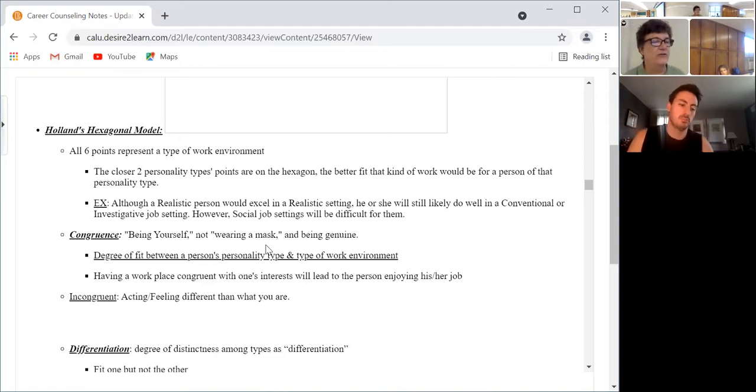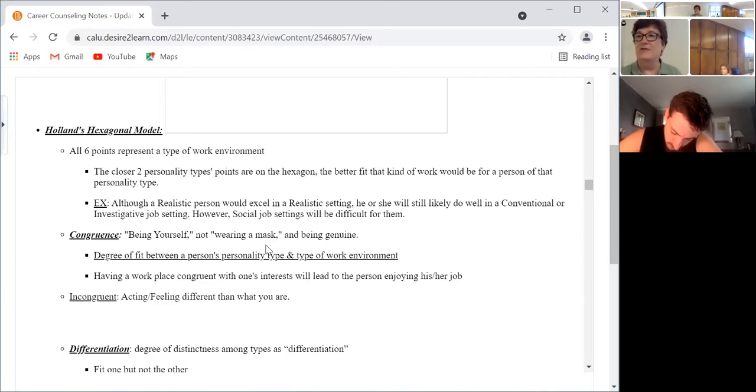Okay, so this talks a little bit more specifically about the hexagonal model. And so let's say you're talking with your client about this. I would actually show them a picture of the model. And I'd say, look, this one is your high score, and let's look at what's beside it, and let's look at what might not be a good fit. And if you scored high across the model, I wonder why you scored that. Let's process that. So what we want you to do is apply these theories to their results and talk about it with the client.